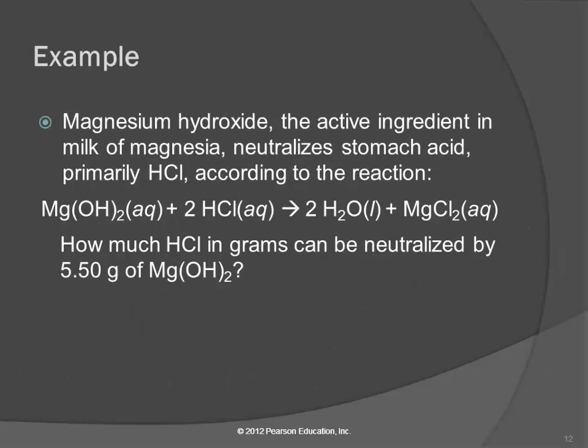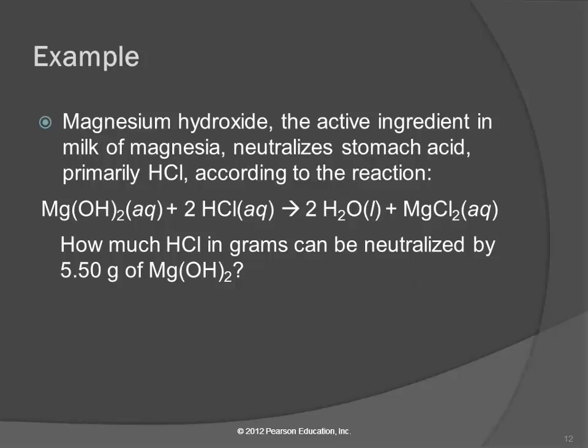Here's another example. Some of these have little stories behind them, which you may or may not find interesting. Magnesium hydroxide, the active ingredient in milk of magnesia, neutralizes stomach acid, primarily HCl, according to this reaction. Do you really need any of that? No, you don't. You need the equation and you need the question. How much HCl in grams can be neutralized by 5.50 grams of magnesium hydroxide? You need the balanced chemical equation and you need the question down there.